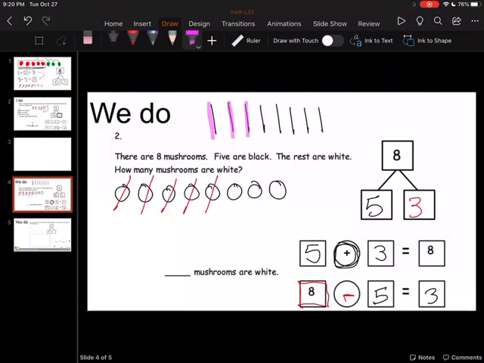1, 2, 3, 4, 5, 6, 7, 8. So 5 plus 3 really does equal 8. Awesome.